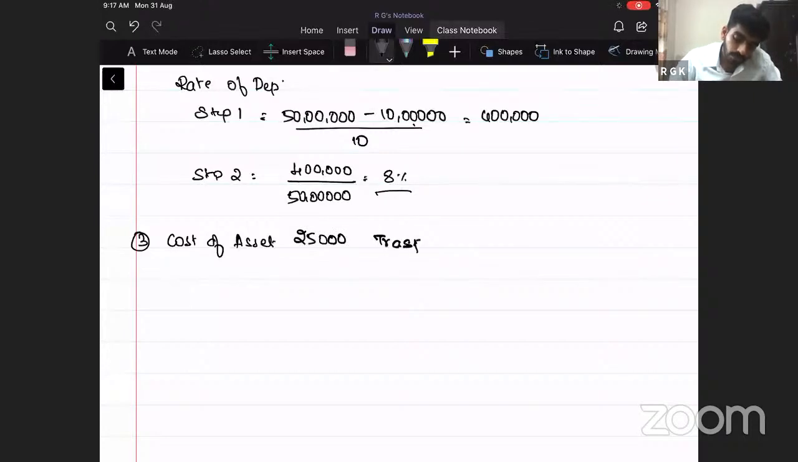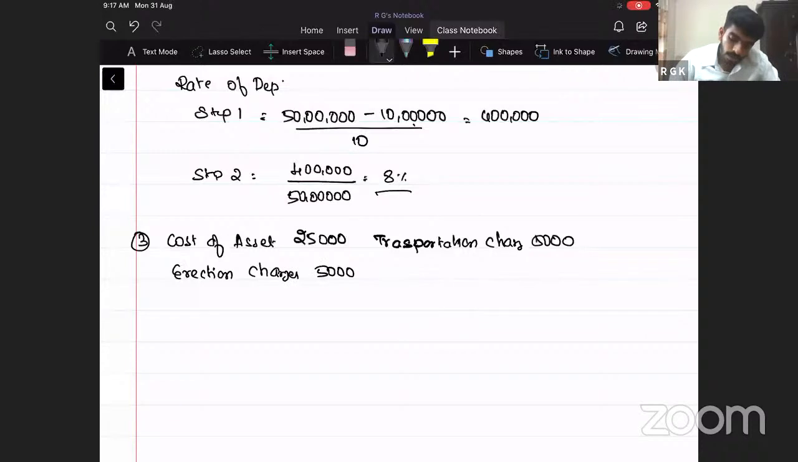Transportation charges 5,000. Erection charges 5,000. Repairs 5,000. Scrap value 15,000. Useful life 5 years.